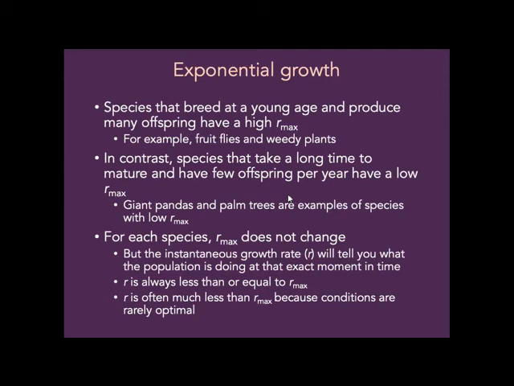r is always going to be less than or equal to r max, okay? So the actual rate at which the population is growing, births minus deaths, can't get more than r max. r max is the maximum, right? So r is going to be less than or equal to r max. And usually r is much less than r max because conditions are rarely optimal, right? There's usually competitors or predators or food limitations or whatever, and r is often much less than r max.